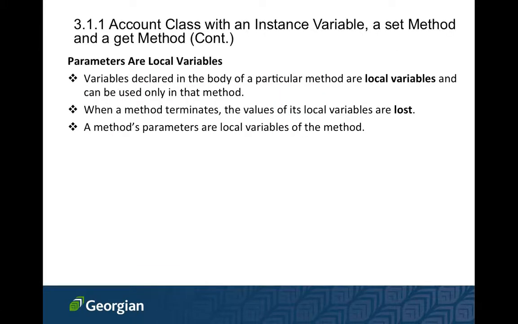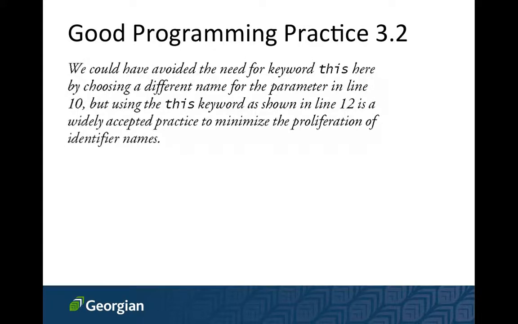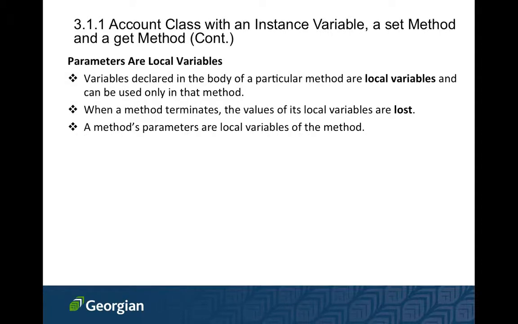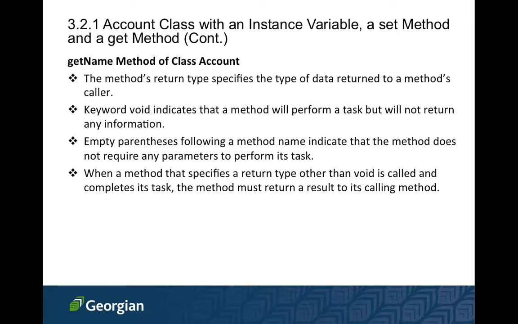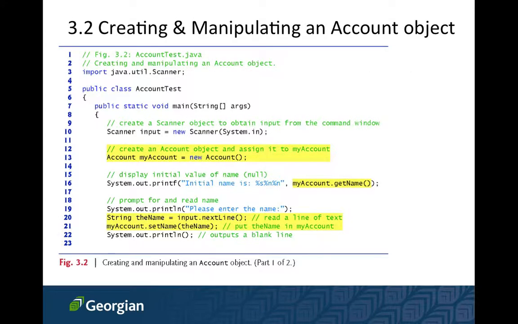I'm just going to try and see if I can pull up another example. Here's another good practice. We could have avoided the need for the keyword this here by choosing a different name for the parameter in line 10. They're talking about a line that's inside the book. We'll just go to another example. There we go. Creating and manipulating an account object.